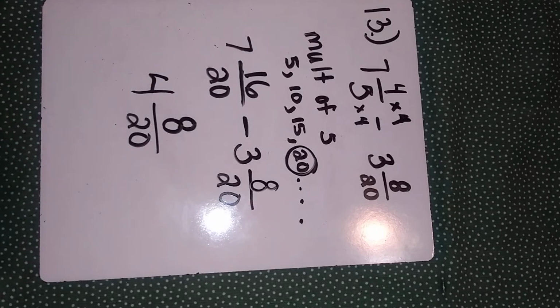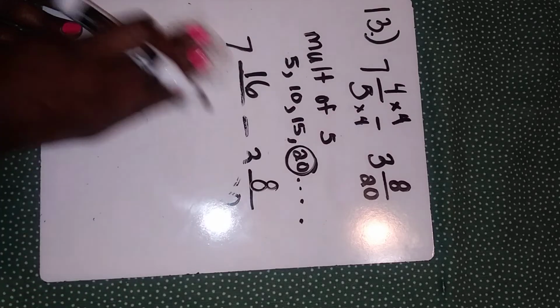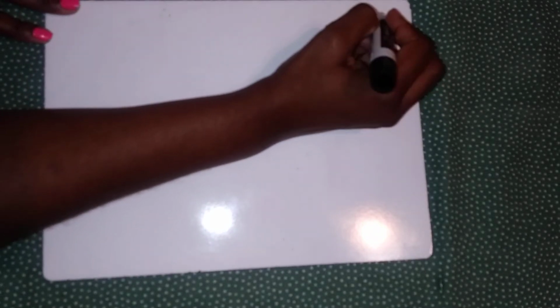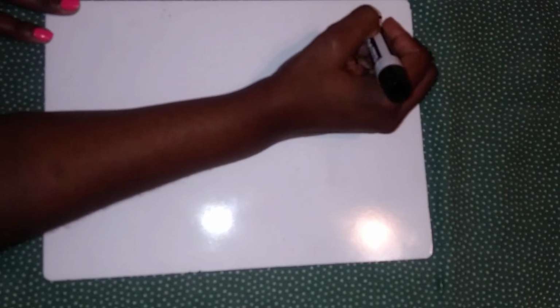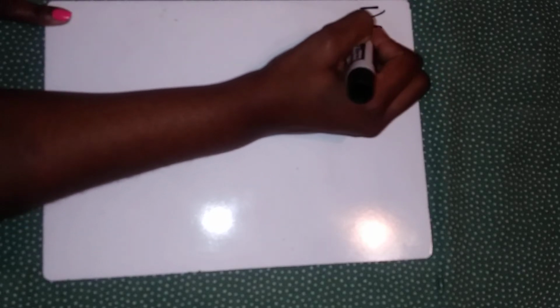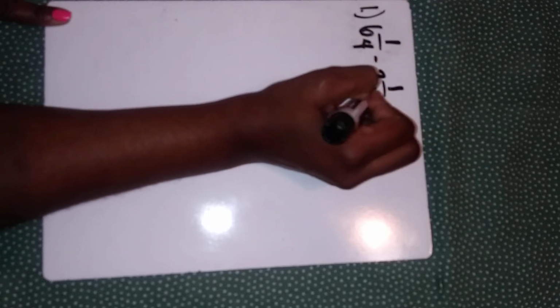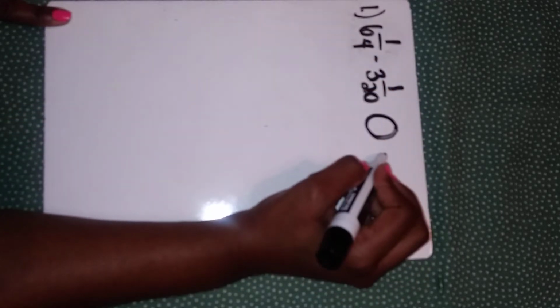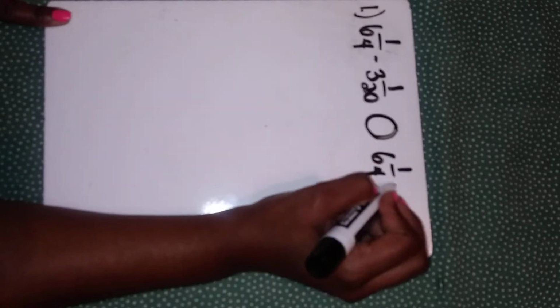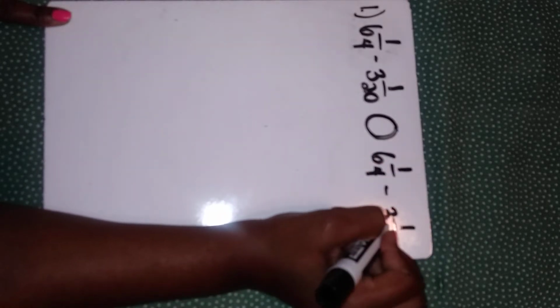Okay? Now, let's look at number 1 at the bottom. Not all the way at the bottom, in the middle section of your worksheet. So I got 6 and 1/4 minus 3 and 1/20. I got a circle in the middle. 6 and 1/4 minus 3 and 1/20. Now there is nothing different about this from what we've been doing. It's just giving you 2 different problems.